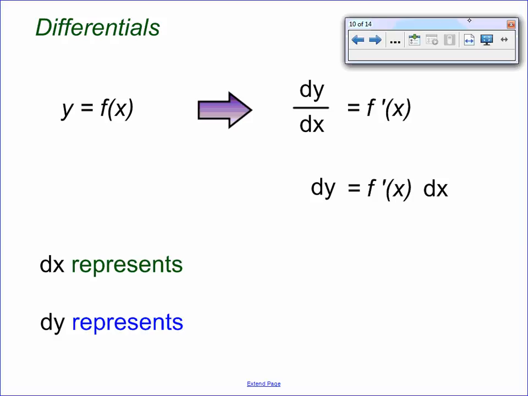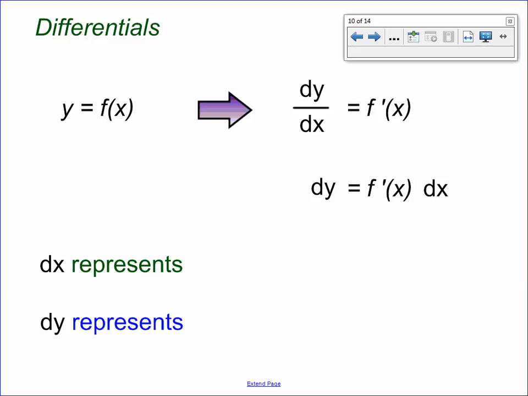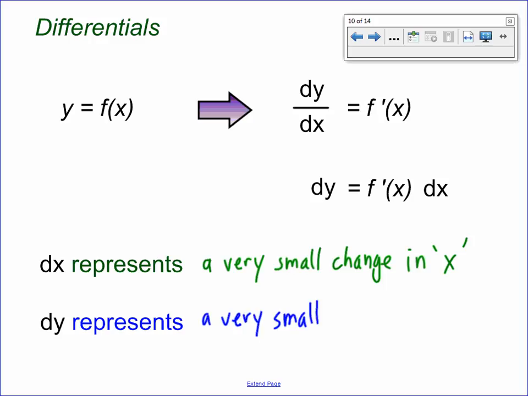Call it dy. So what does dx represent? Dx represents a very small change in x. It's a differential. Dy represents a very small change in y. In fact, it's my anticipated change in the y values of my function using a line. You guessed it.